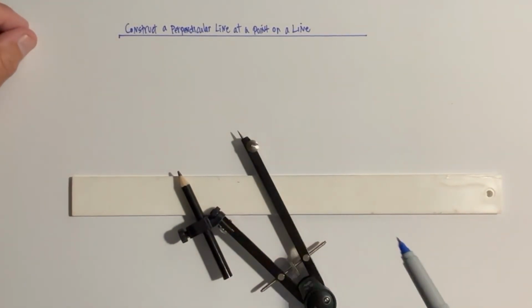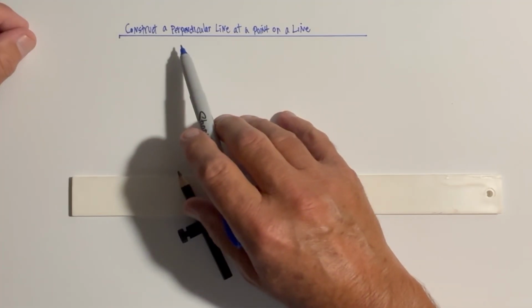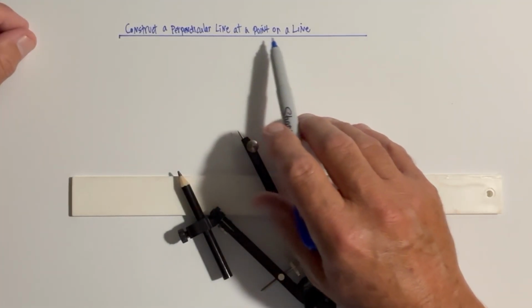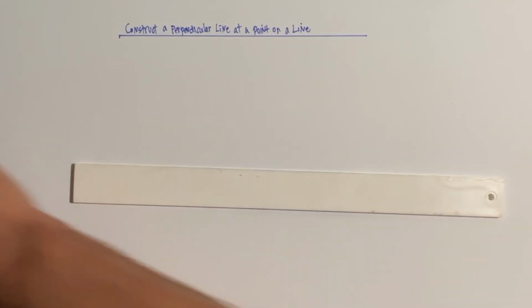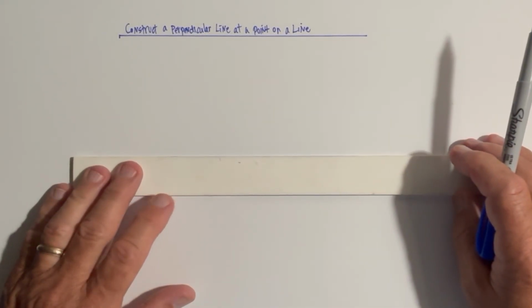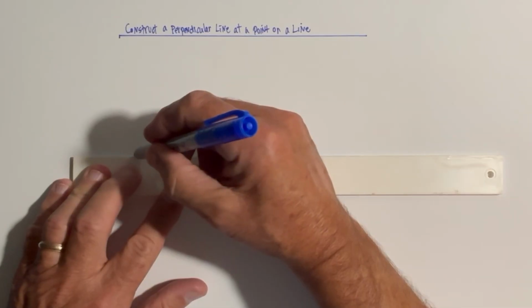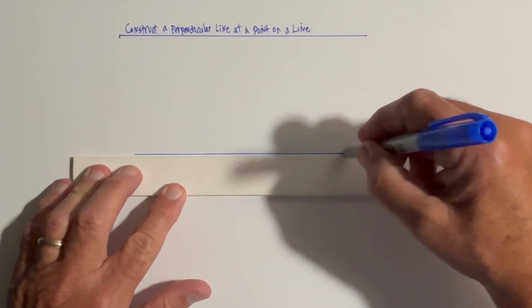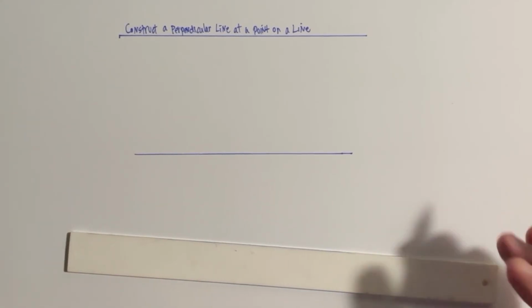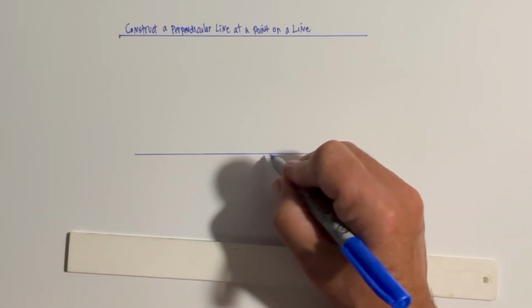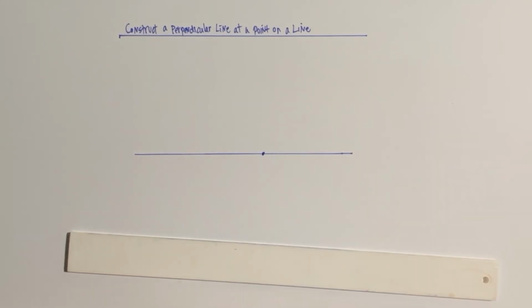Welcome to my video. In this video I want to construct a perpendicular line at a point on a line using my compass and straight edge. Okay, first of all let's start out with a line. There's just a general purpose line, nothing special. Now we want to pick a point on the line. Let's just pick that point right there.